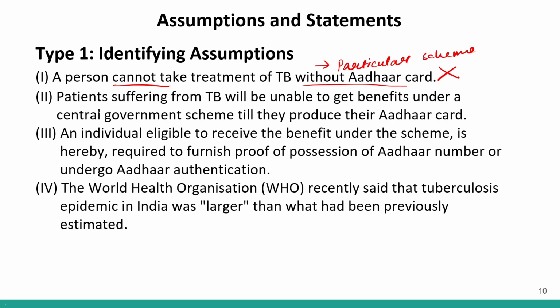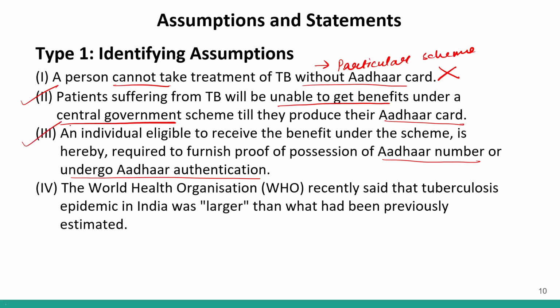Option number 2 says patients suffering from TB will be unable to get benefits under a central government scheme till they produce their Aadhaar card. So this is true. This is correct because you need an Aadhaar card in order to take treatment under the central government scheme, right? So only for the central government scheme, if you do not have Aadhaar card, you would be unable to get benefits. So this is correct. Third one says an individual eligible to receive the benefits under the scheme is hereby required to furnish proof of possession of Aadhaar number or undergo Aadhaar authentication. So this is also true.